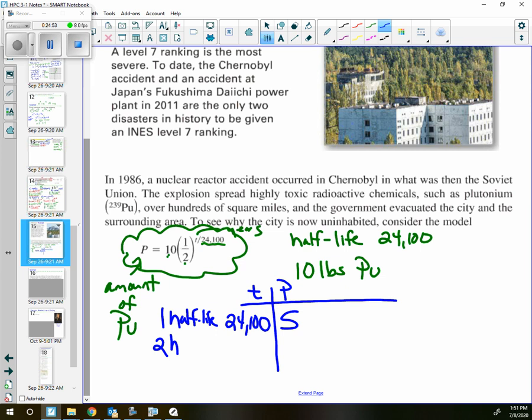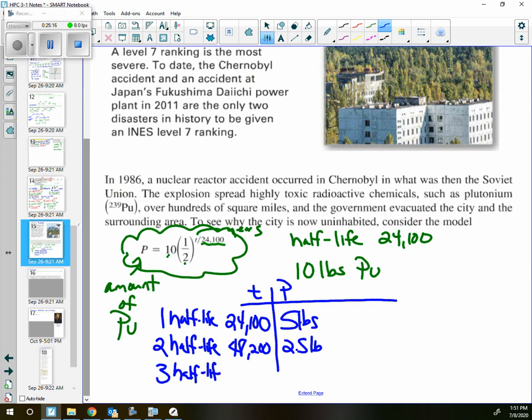Okay, what would 2 half-lives be then? I just want you to get an idea of what's happening here. 2 half-lives would be another 24,100, which would be 48,200. It'd be half of the 5 pounds that you had here. So half of 5 pounds would be 2.5 pounds. Okay, so think about this. After almost 50,000 years, you still have 2.5 pounds there. How about 3 half-lives?